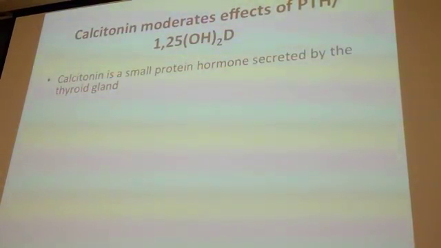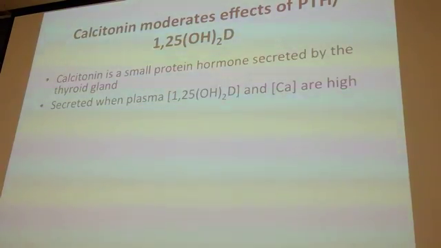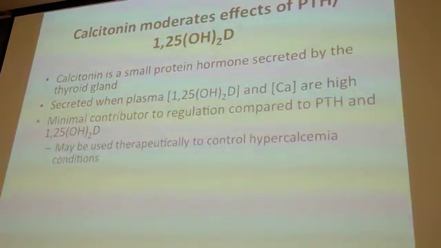Okay, so calcitonin is another small protein hormone. It's secreted by the thyroid gland, and it's thought to moderate the effects of parathyroid hormone as well as the active form of vitamin D. It's secreted when there are high concentrations of this bioactive vitamin D and high concentrations of calcium in the plasma. But it's not clear if this is a major contributor.